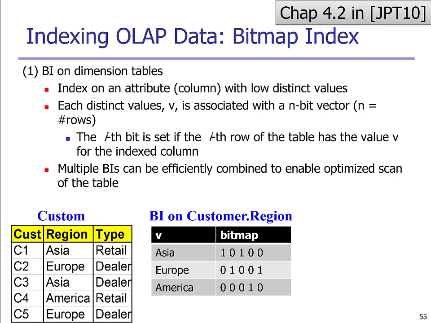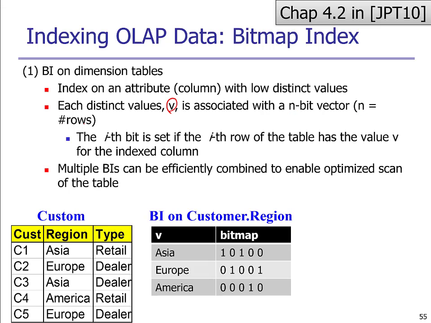And for type it is similar. We have retail and dealer, 2 types. But for some other attributes or columns, for example, if it is say supplier name, we expect to have millions, no, not millions, but thousands or tens of thousands of suppliers, then that is not a good column for a bitmap index.